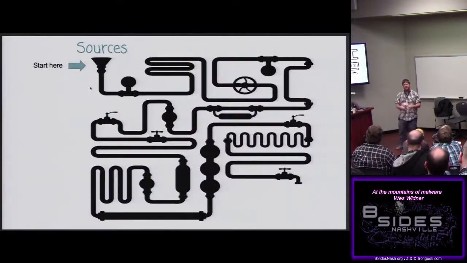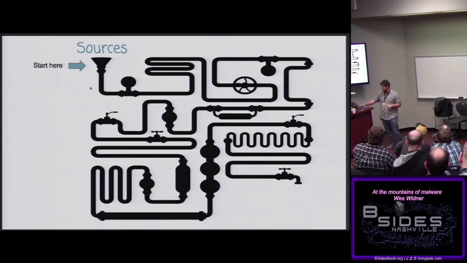So, where does it all start? With a malware pipeline. Sources. We have to get the malware. Now, this is surprisingly really easy and hard at the same time. It's kind of like the spam thing. It's really easy to get spam, and it's also hard to get good spam.